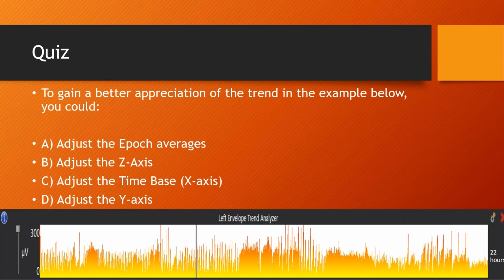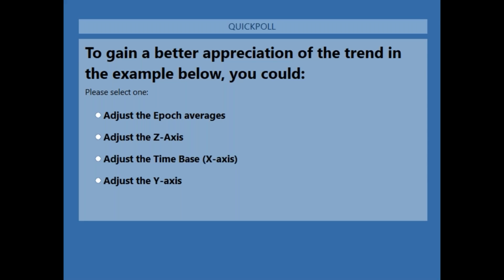Now, to gain a better appreciation of the trend in the example below, what would you do? Laura, if you can start this poll. You have an envelope trend. This is the left side. If you want to better see what's going on, would you adjust the epic averages? Would you adjust the z-axis? Would you adjust the time base? Or would you adjust the y-axis? Well, the reasons for adjusting the y-axis are really to be able to bring everything within range so that you can fit the top and the bottom of the trend on the screen. And so we don't need to adjust the y-axis.